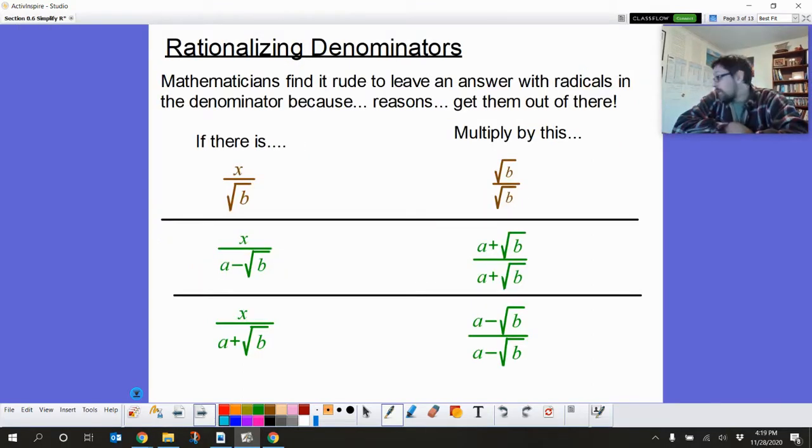Rationalizing denominators, we got this quick little note. If you've got a square root in the denominator, that's considered rude, and we want to get that thing out of there. So these are the things that we multiply. Really, if you've got a square root down there, you just multiply the whole denominator by that square root, unless there's addition and subtraction. If you've got addition and subtraction, you need to multiply by what's called the conjugate, which is the same as what was in the denominator, except instead of a minus, you've got a plus, or instead of a plus, you've got a minus.